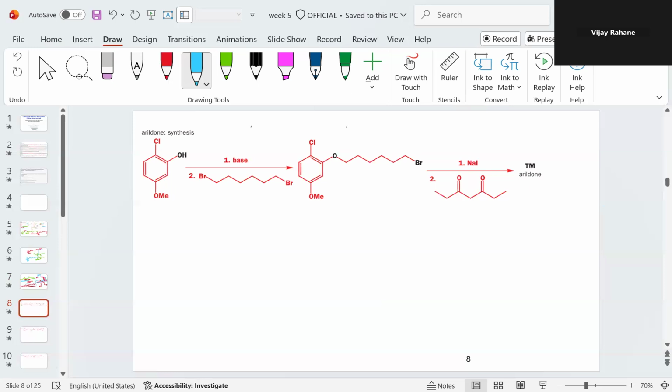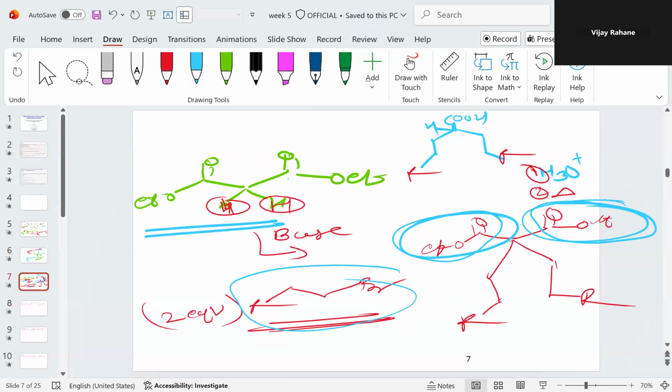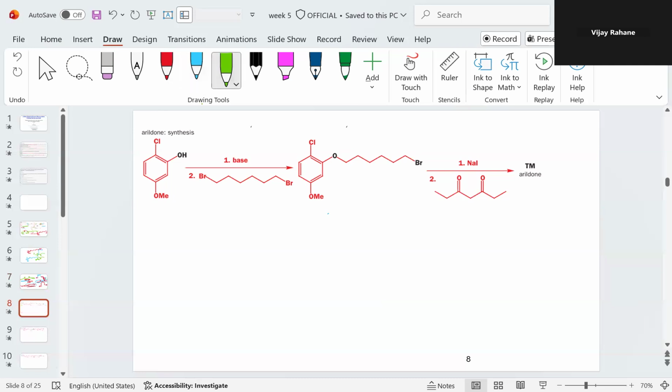Okay, so this is the same synthesis of the earlier example shown here, the linear synthesis. You can note it down from here. It is mentioned clearly. That's the first step was the O.